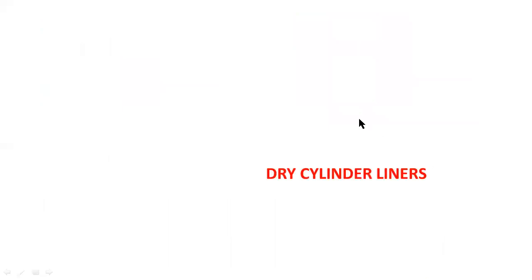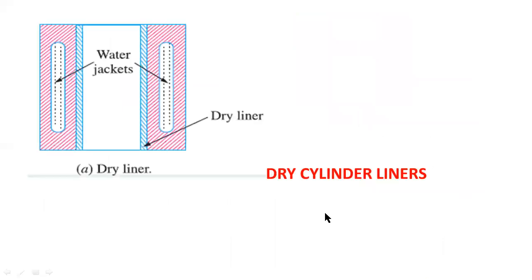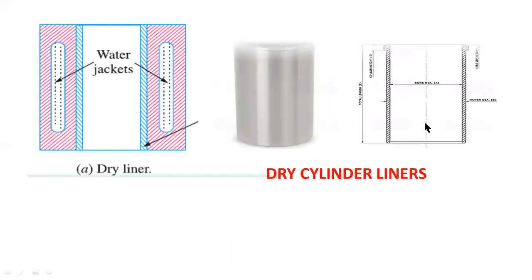Now I will explain one by one clearly. Dry cylinder liners. Okay, already I have explained in previous slides. In dry liners, there is no direct contact between the cylinder water jackets and cylinder liners. This is the shape of a cylinder liner. This cylinder liner is inserted in the bore. This is the cross-sectional view of this cylinder liner.